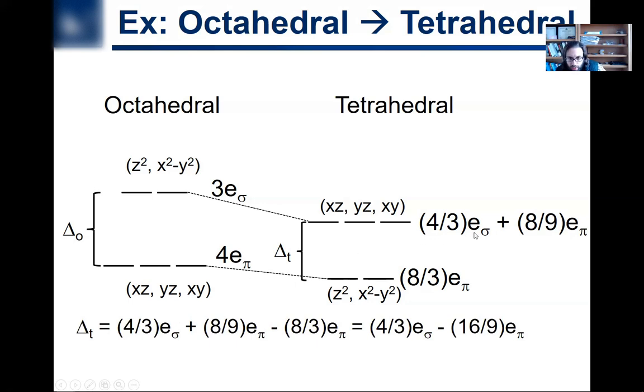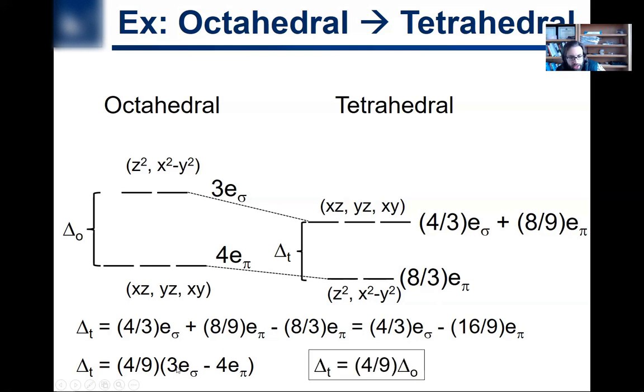So delta T is equal to 4/3 E sigma plus 8/9 E pi minus 8/3 E pi, right? Just the difference between these. That's what I have written out here. Okay, so we can combine the E pi terms. That gives us 4/3 E sigma minus 16/9 E pi. And some fraction, least common denominator work, right? What is very interesting about this is then you can factor out a 4/9, okay? If you factor out 4/9, you're gonna get delta T equals 4/9 times 3E sigma minus 4E pi.